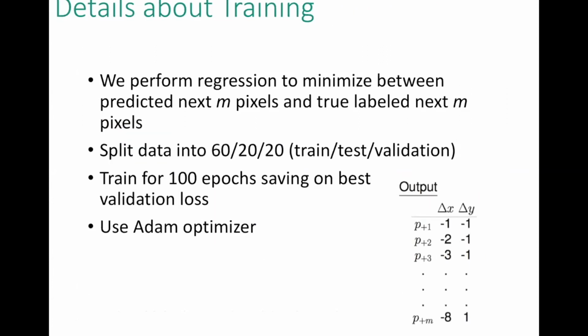Okay, so here's some details about training in case anyone is interested. But essentially the main thing to know is that we're actually performing a regression. This is actually a regression problem to minimize the difference between the predicted next M pixels and the true labeled next M pixels.